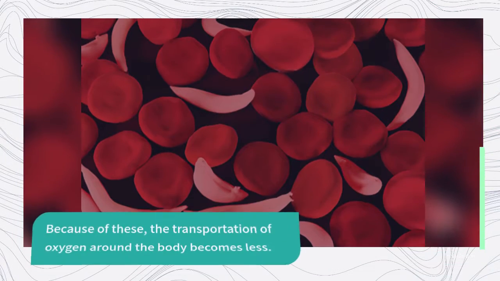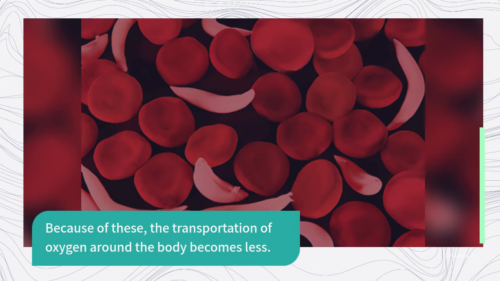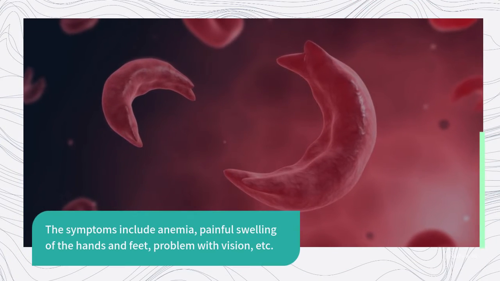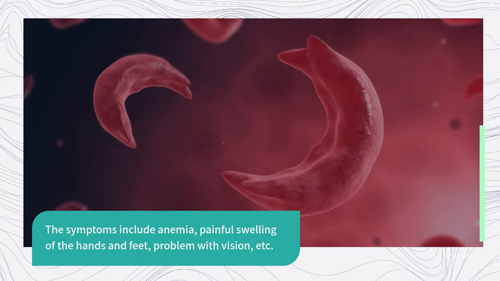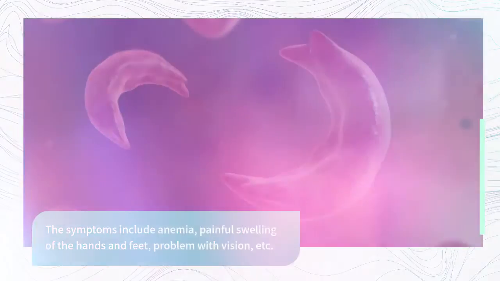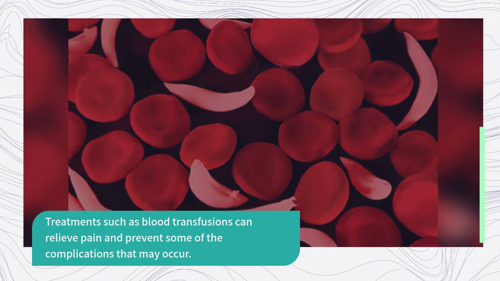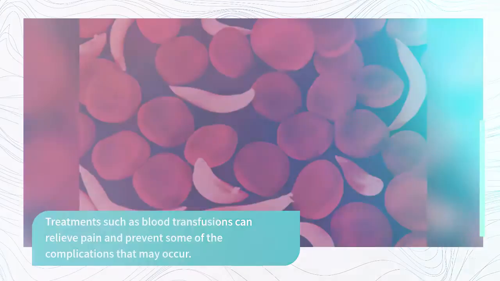Because of this, the transportation of oxygen around the body becomes less. The symptoms include anemia, painful swelling of the hands and feet, problems with vision, etc. Treatments such as blood transfusions can relieve pain and prevent some of the complications that may occur.